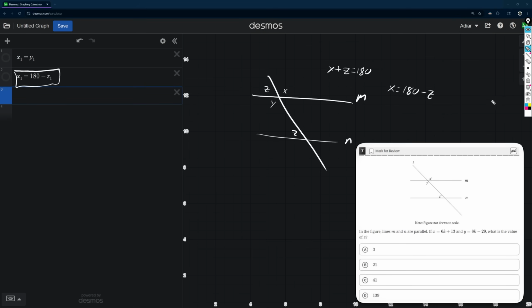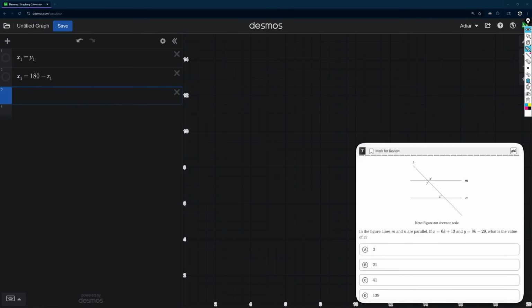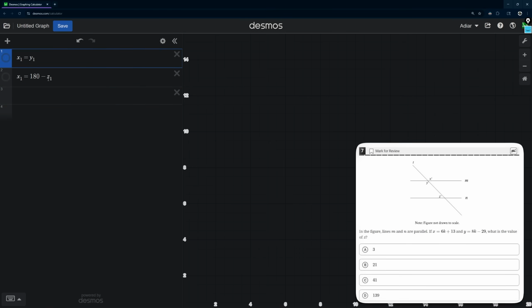So now it's just a matter of solving for z because we're given some information. So if we look at it right now, we have 3 unknowns, but only 2 equations. What we're going to do is add k, so we're going to add 1 more unknown. However, we're going to add 2 more equations. So what we can do is say x1 is 6k plus 13, and y1 is 8k minus 29.